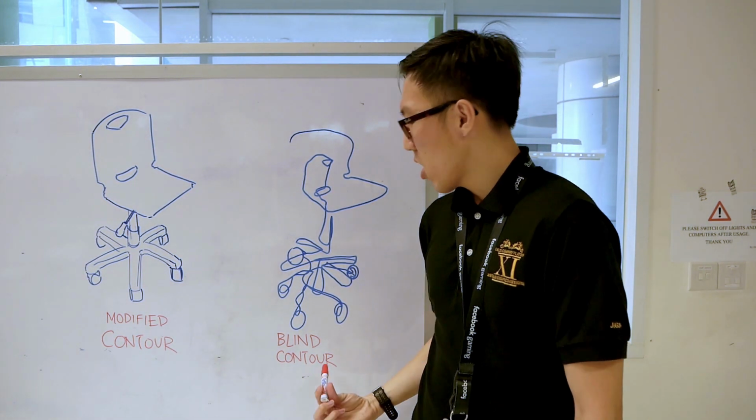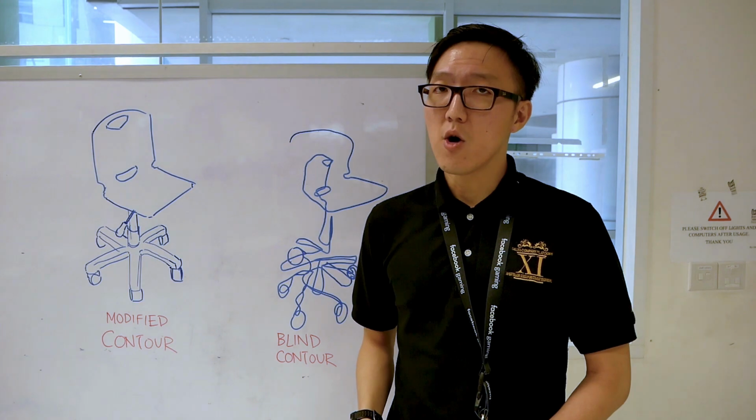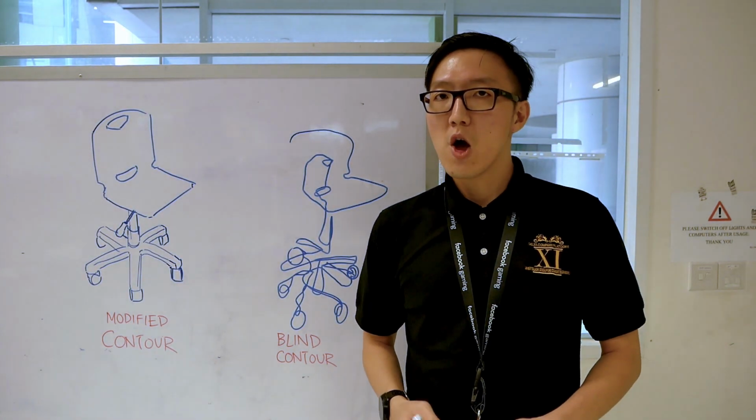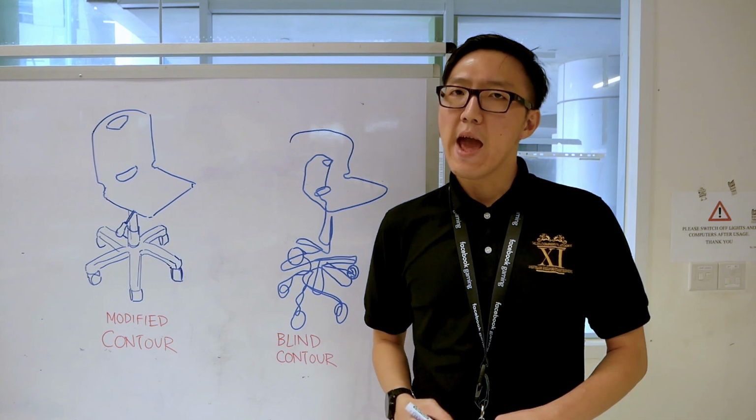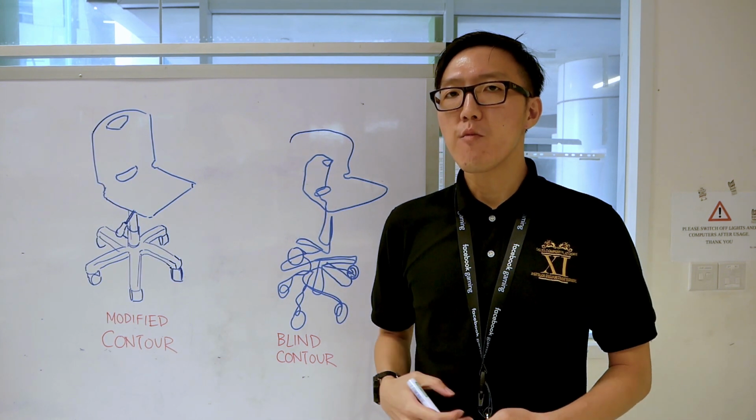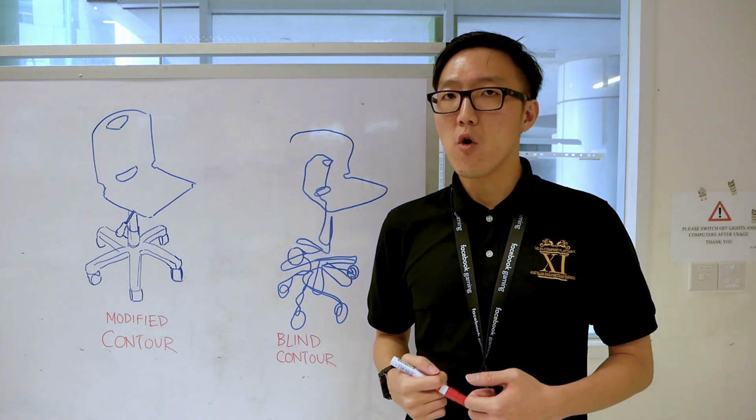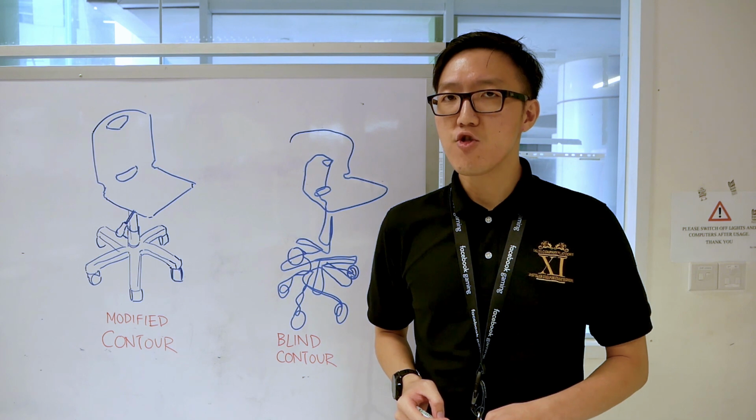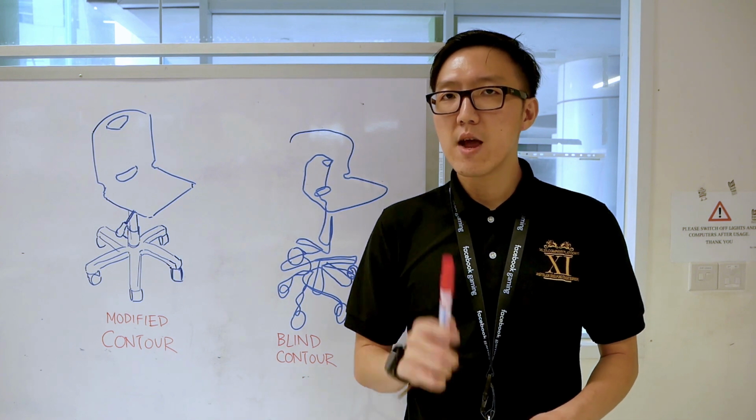In that case, what's the point of learning blind contour? Blind contour trains your observation skills, your hand-eye coordination, and your line confidence. This is very important when we move on to human figure drawing, especially when we are doing quick gestural sketches. More on that in the future.